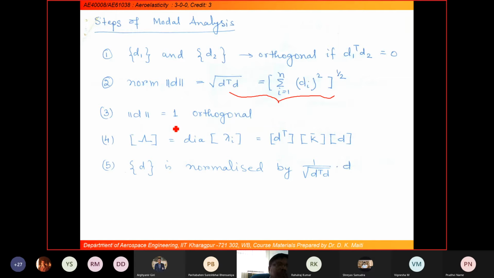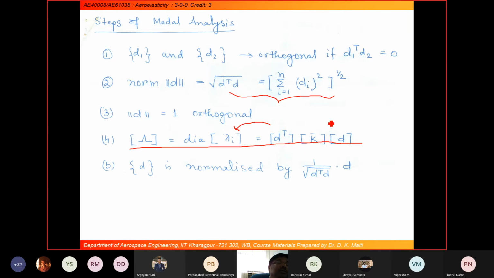Generally, in our analysis we consider the mass normalized modal vector, where phi transpose m phi becomes unity and phi transpose k phi becomes omega square. That's what I have shown here. D transpose k bar into D is nothing but lambda i square.